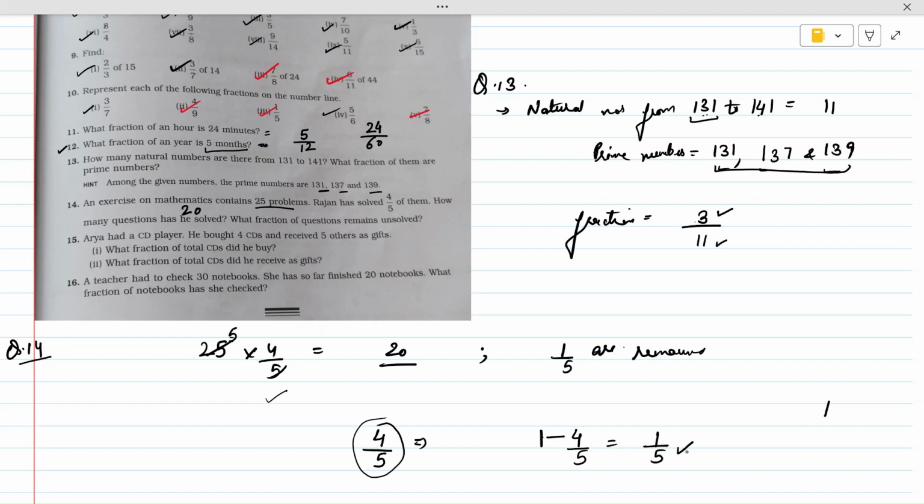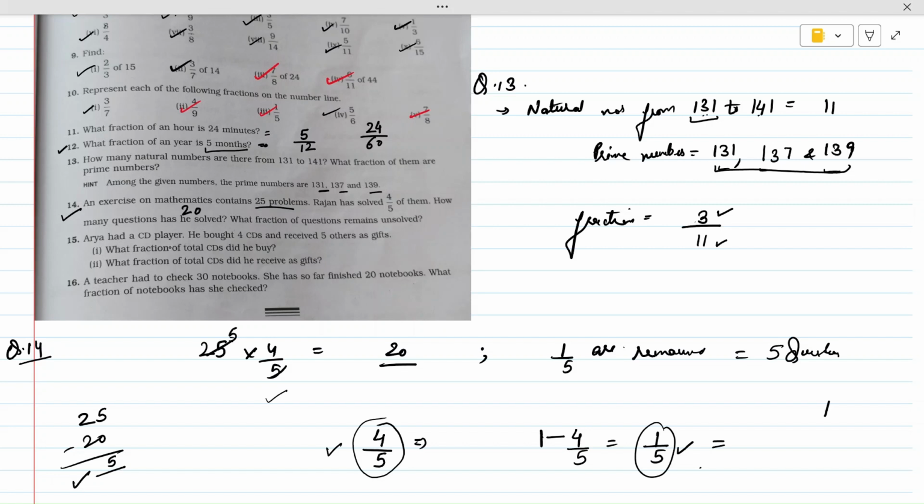So 1 by 5 of the questions he has not solved, which makes it nearly 5 questions. So if you solve these also, initially there were 25 questions, 20 he has solved, 5 are unsolved. This is one way to do that. Another way to do this question is just solve the fraction. That 4 by 5 he has solved and 1 by 5 is remaining here. Okay, so this is done.